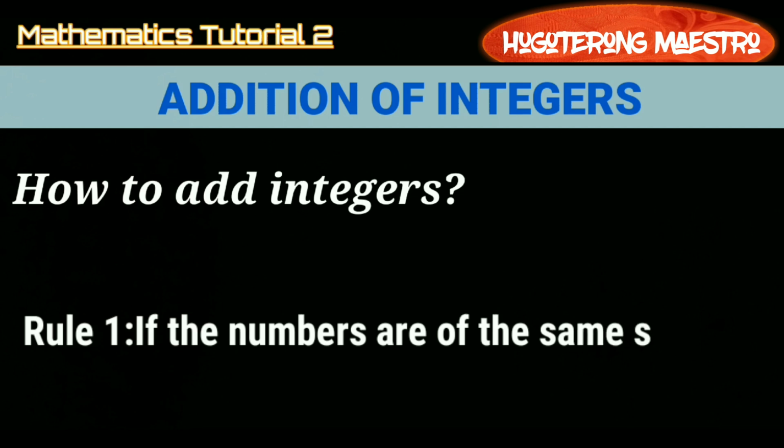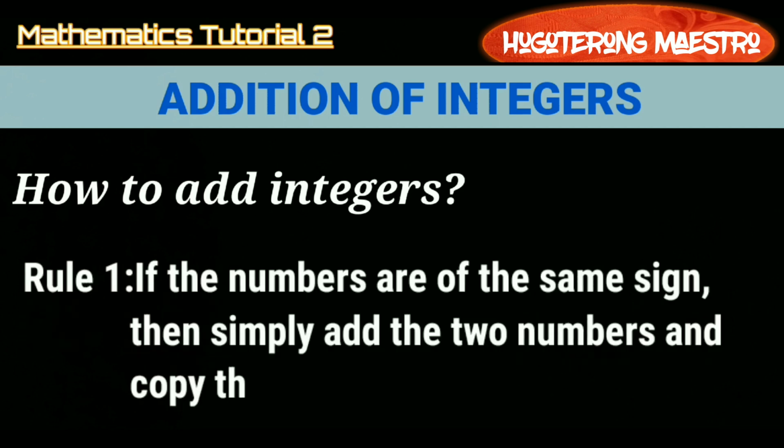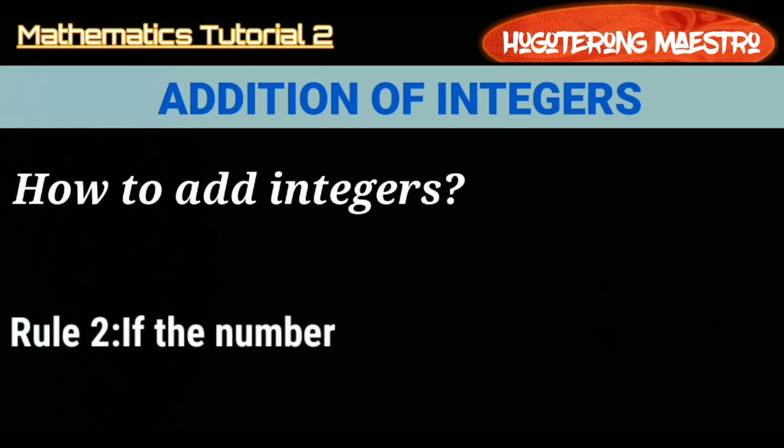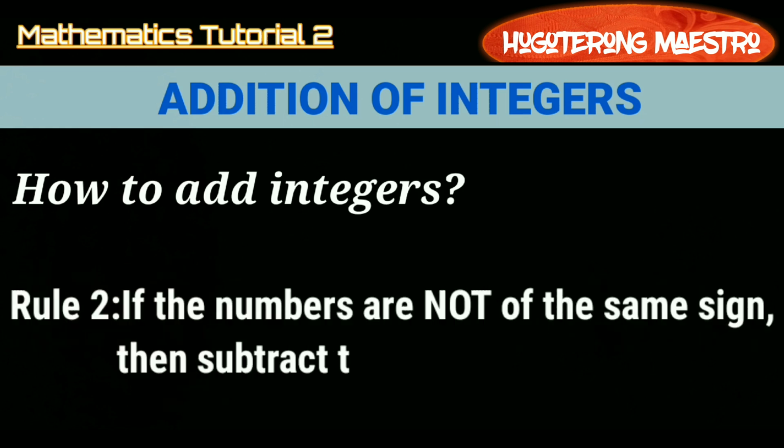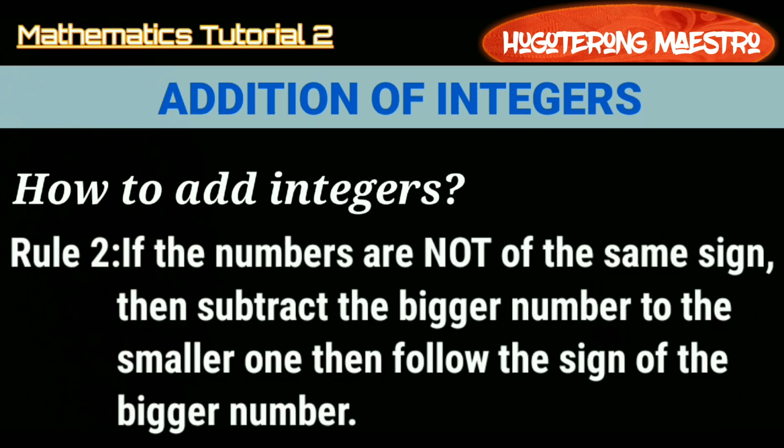Rule number 1. If the numbers are of the same sign, then simply add the two numbers and copy the sign. Rule number 2. If the numbers are not of the same sign, then subtract the bigger number to the smaller one, then follow the sign of the bigger number.